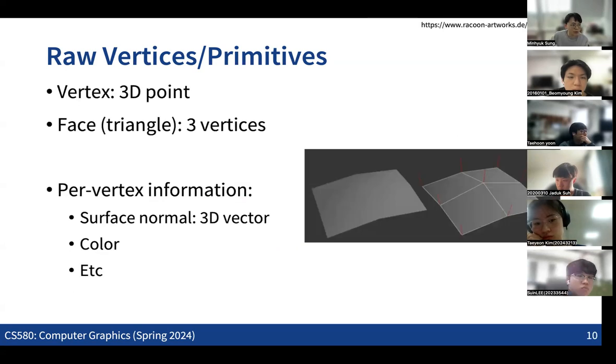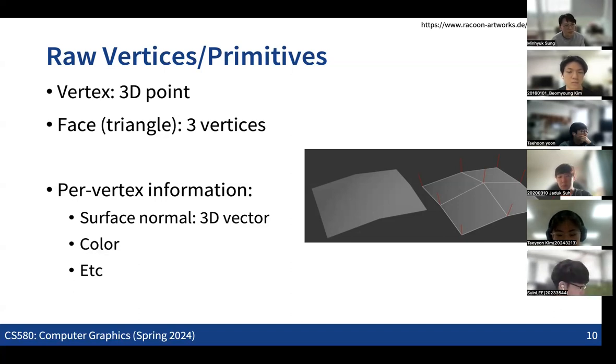So typically for the triangle mesh, we're going to have a set of vertices, which are basically the 3D points in space. Then we connect them, forming faces, which are basically triangles made by taking three vertices. And for each vertex, we're going to have some extra information that can be the surface normal, or some color information, or some texture coordinates, or many other things.